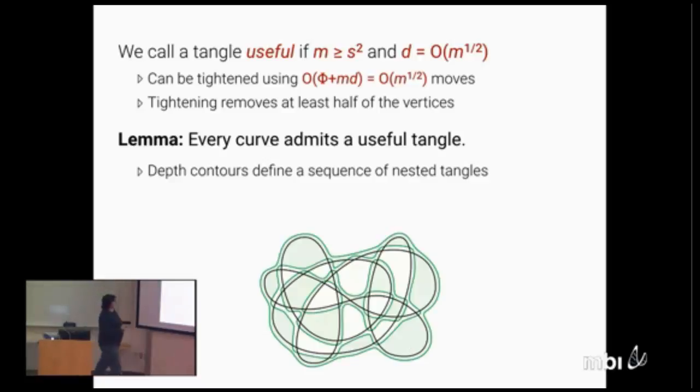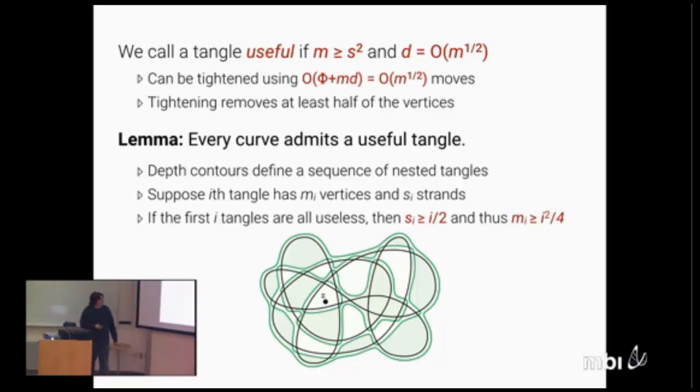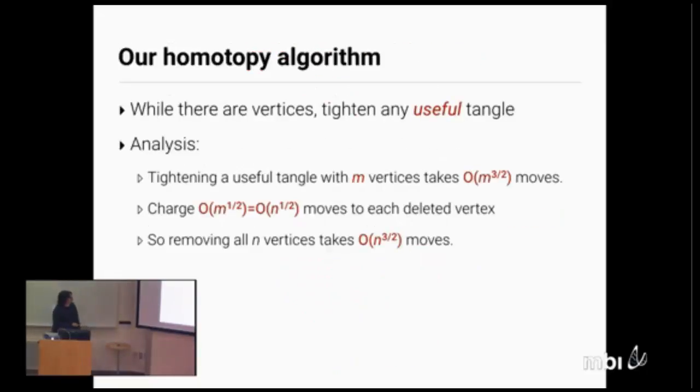And these things always exist, and there's a simple algorithm which I won't spend much time on, where you look at sequences, essentially depth contours. You find the depth contours that contain some point with maximum depth. This gives you a sequence of nested tangles, and one of them is useful by a counting argument.